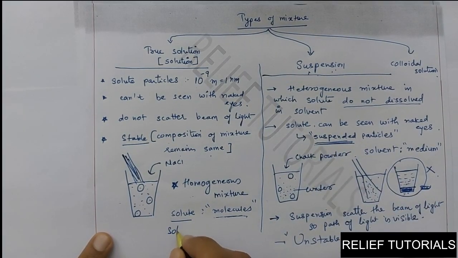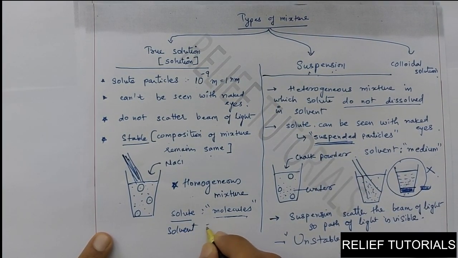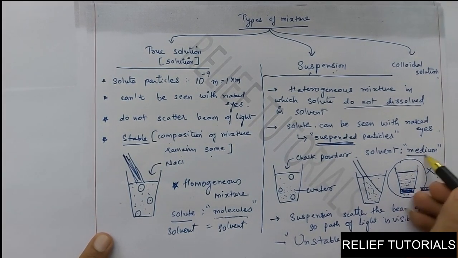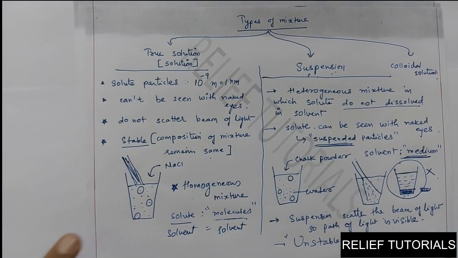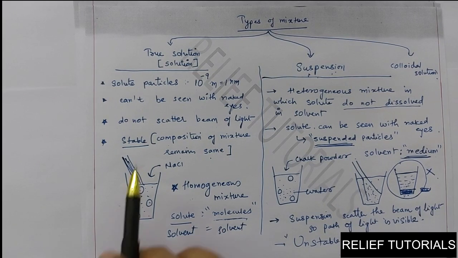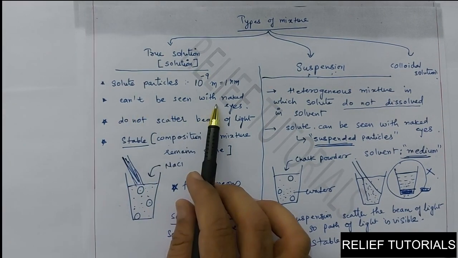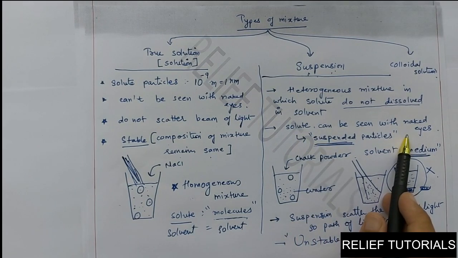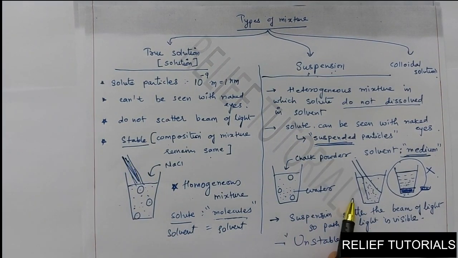Here the solvent is named as solvent only, but here the solvent is named as medium, or suspension medium, whatever you say, otherwise simply medium. Here the particles cannot be seen with the naked eye. Here the particles can be seen with the naked eye. This is stable, this is unstable.